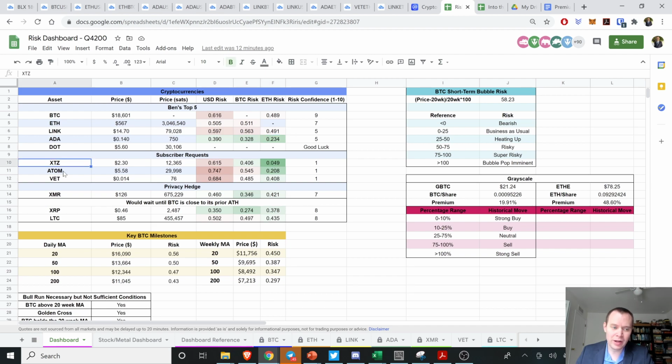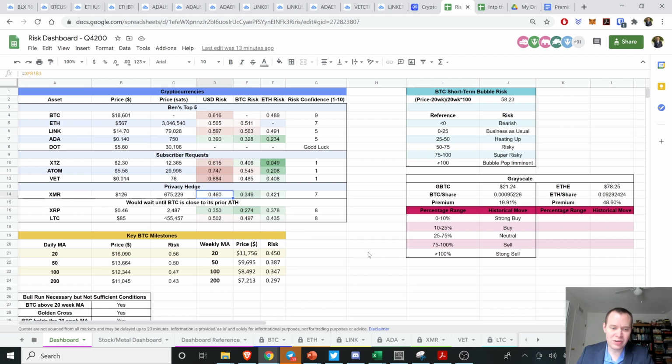But I know a lot of you guys hold XTZ, Atom, and VeChain, so if Ethereum does rally and you're looking to pick up an altcoin, you might consider one of these 3 if those are your altcoins of choice. Again, they're not mine, but I recognize that other people have other choices. So Monero is a privacy hedge. I still own a small amount. I showed you guys my portfolio percentages a few weeks ago for Bitcoin, Ethereum, Link, ADA, and DOT. Everything else in my portfolio that's not those 5 makes up less than 3% of my portfolio. Monero is less than 1%.